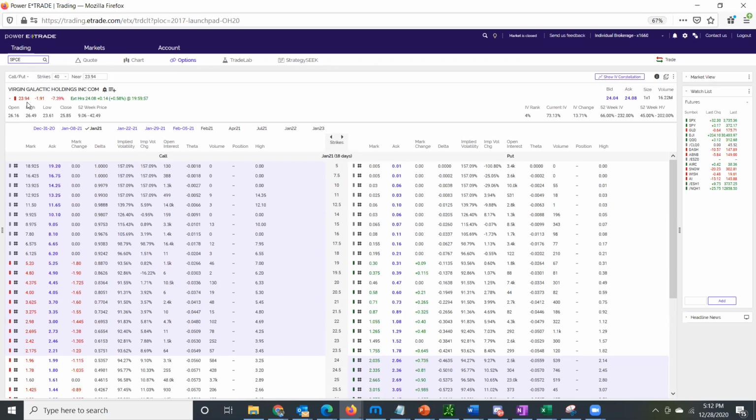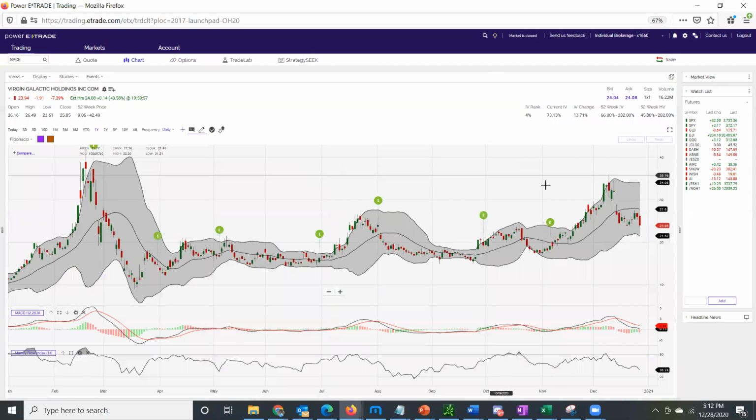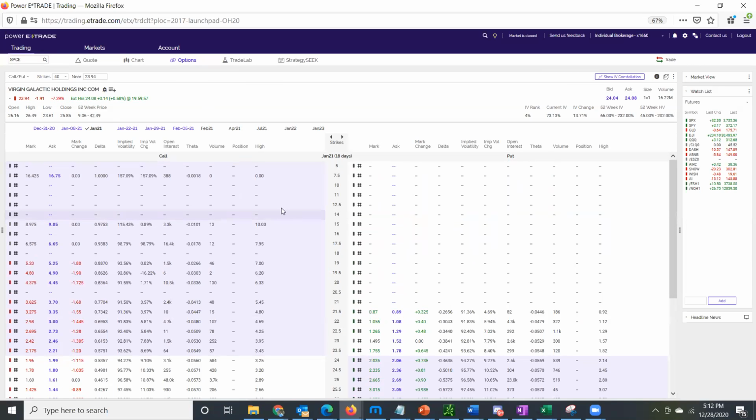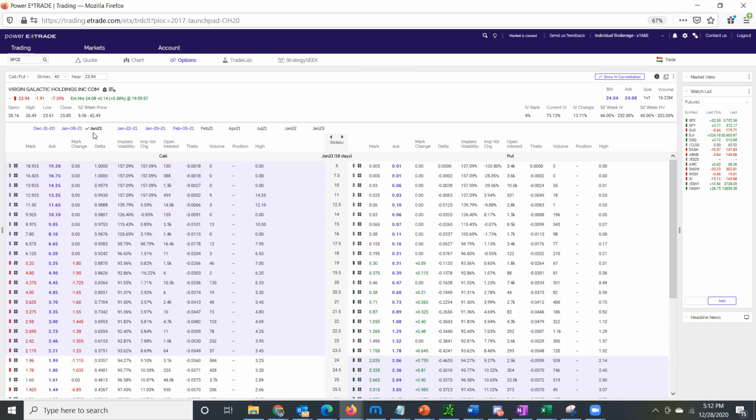Is that clear? So SPC is 23. It's a very good stock, a space stock, and you want to own this stock. If you see the chart, it was going higher here. It already reached 34 or something. Now it is down. Now you want to own this stock, right? You want to own this stock, but you don't want to pay right now. What you can do is, for January 21, you can sell a put.